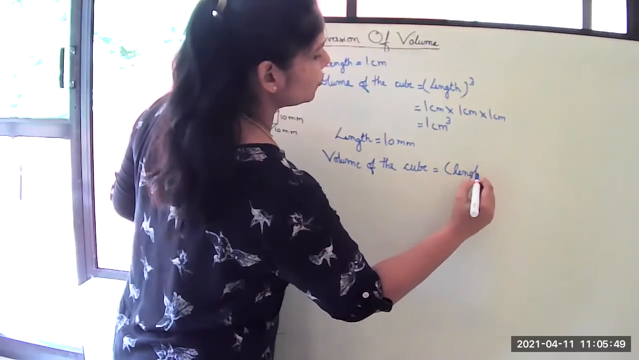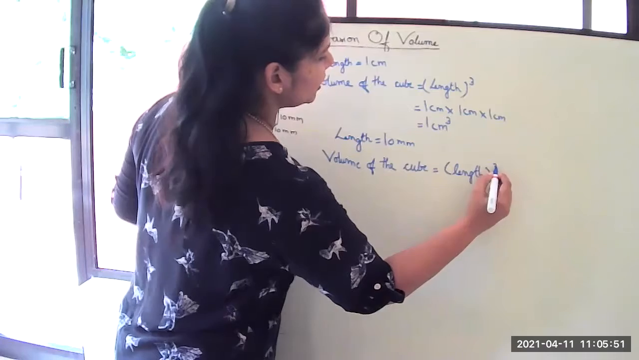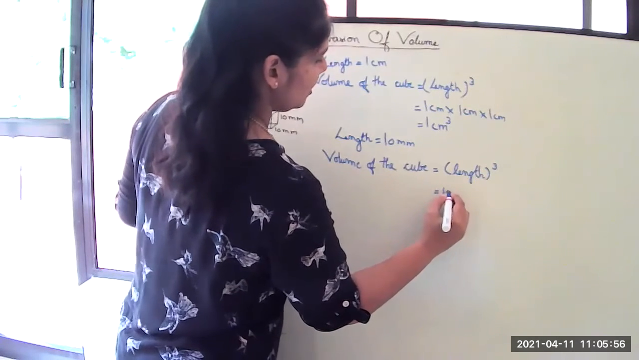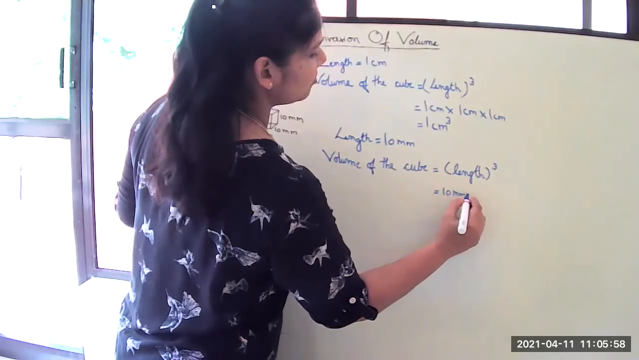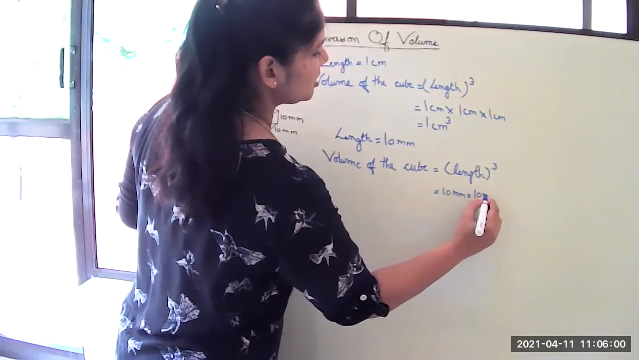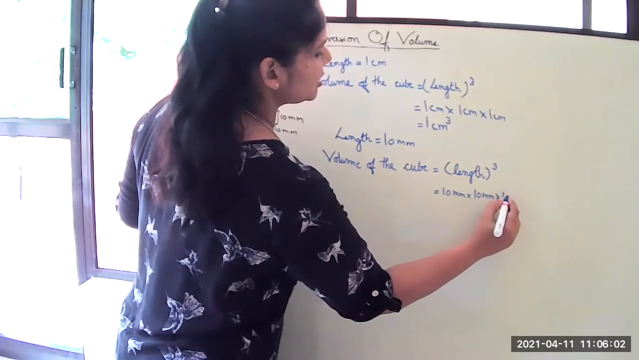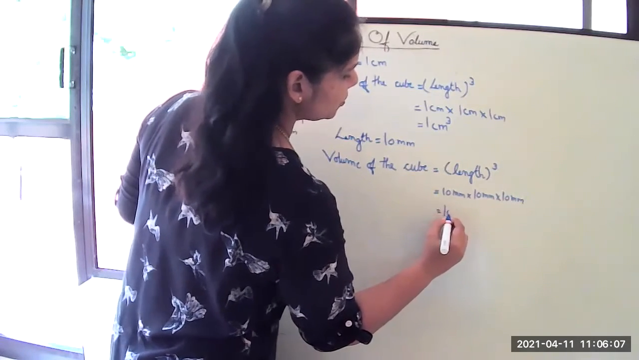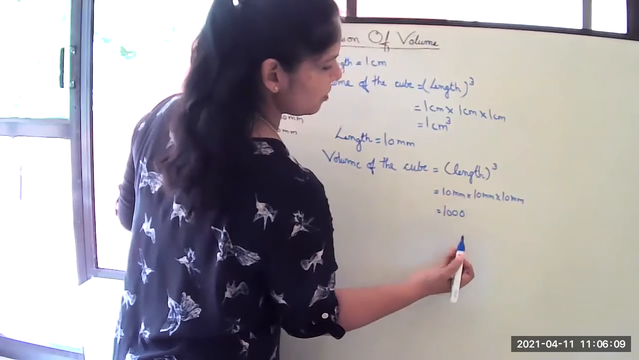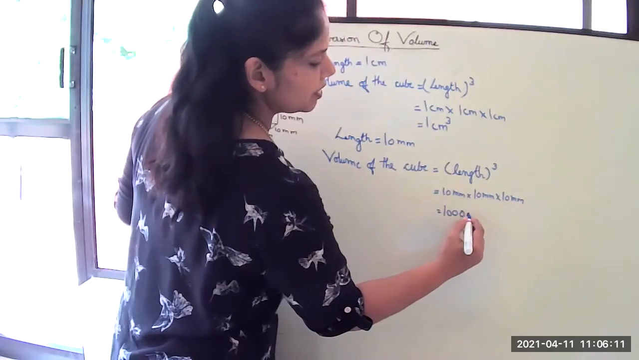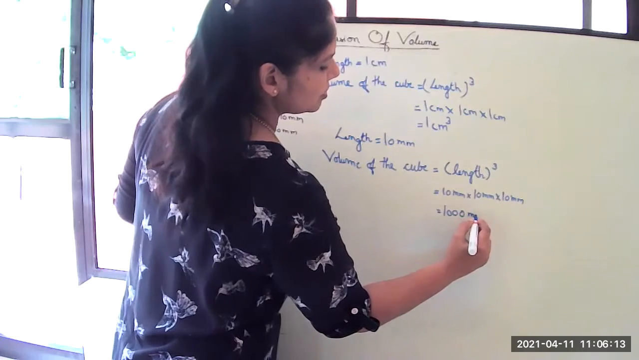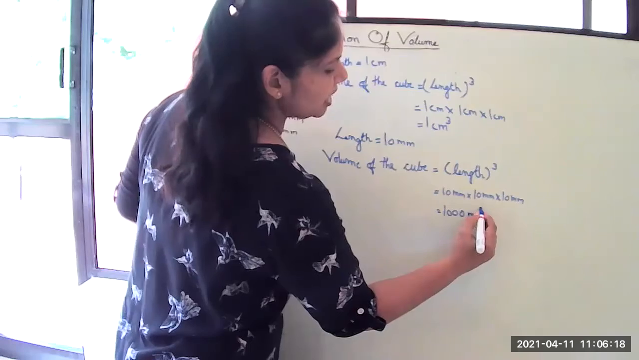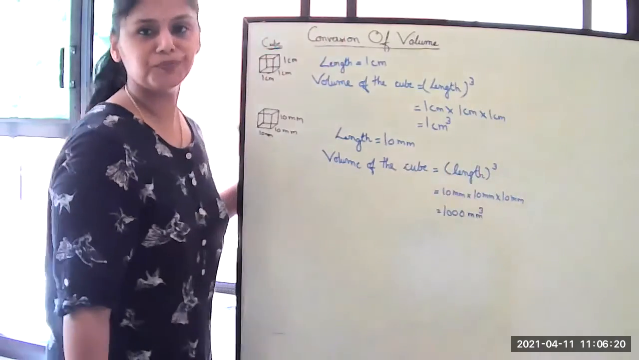So volume of the cube is equal to length cube. That is equal to 10 millimeter multiplied by 10 millimeter multiplied by 10 millimeter. That is equal to 1 and 3 zeros. How many zeros we have? 1, 2, 3. 3 zeros. That is 1000 millimeter cube.